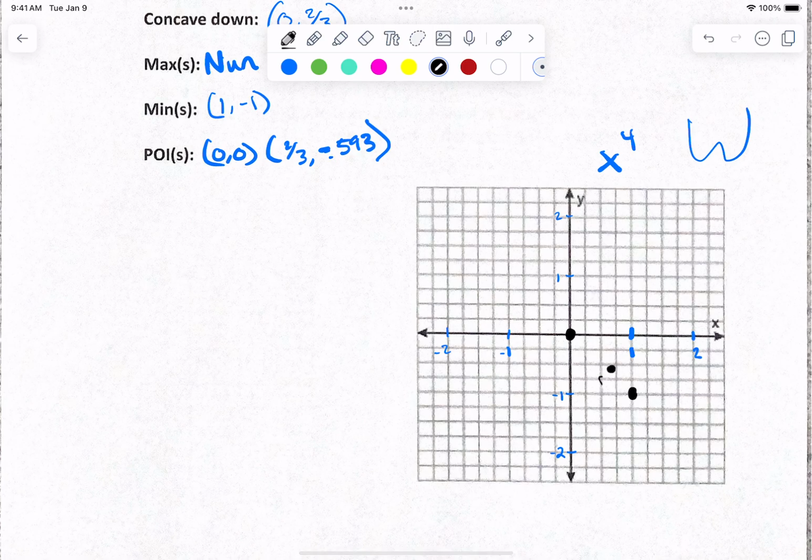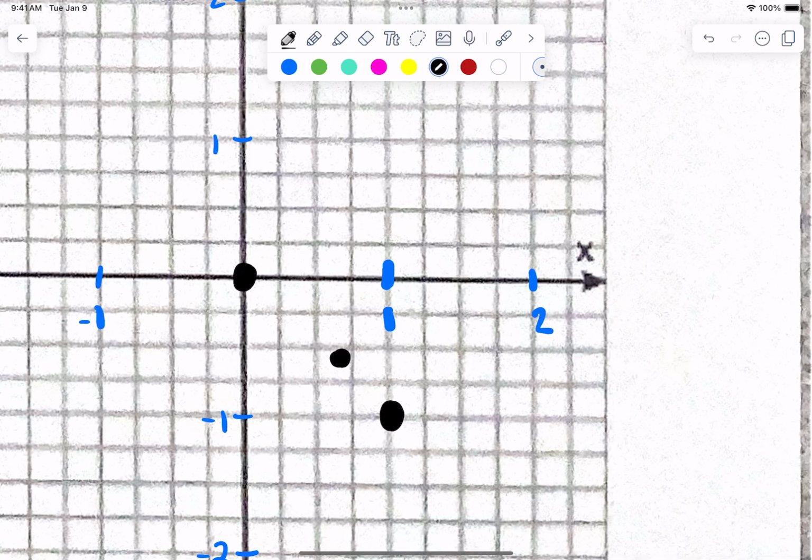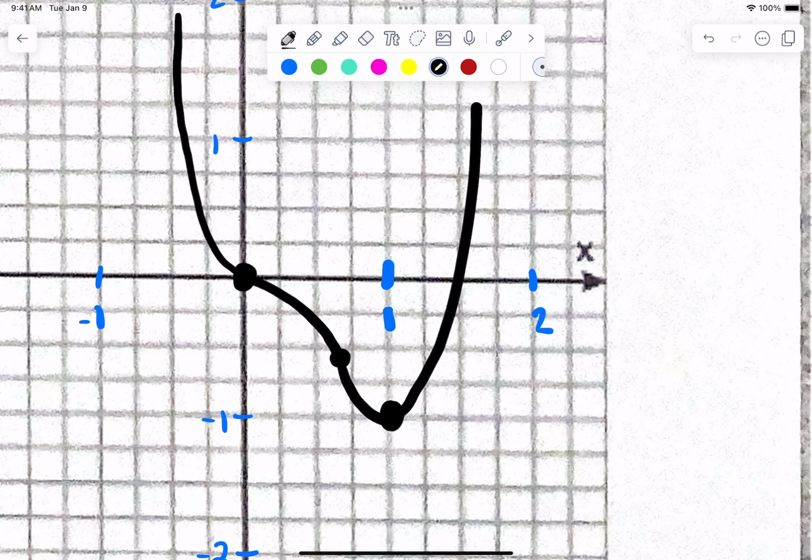So this is a poi. These two are pois, and this guy's a min. This is my min, -1. 2/3 is there. Okay, so he's got to go like this, right? That's concave up. Then right there he's concave down. Is that concave down? Then he's concave up. Then he's also concave up. Okay, you see that?